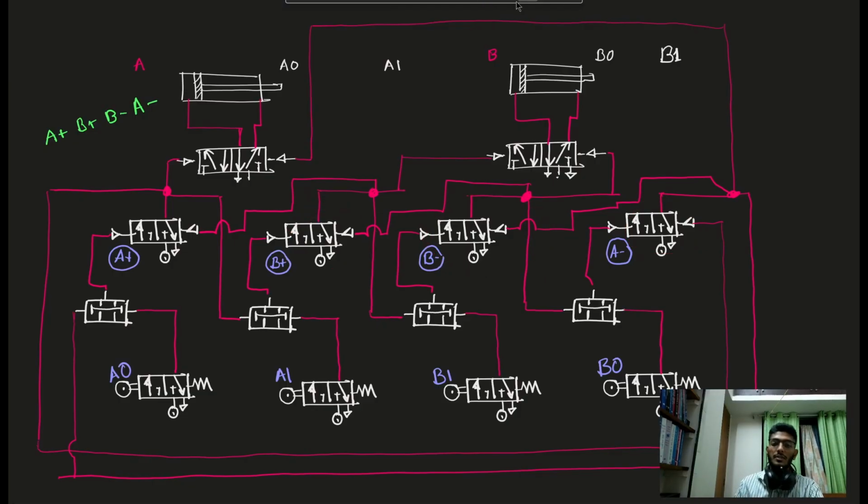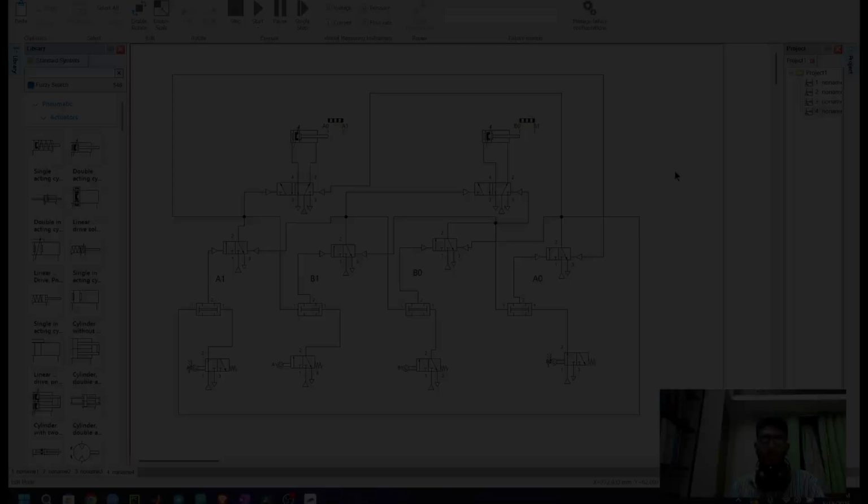But in order for this method to work, you have to at least select one 3 by 2 DCV, the initial position on the left side. That means the power line and exhaust line have to be this side. It has to be one DCV which has initial position on the left side. Otherwise, this solution won't work.